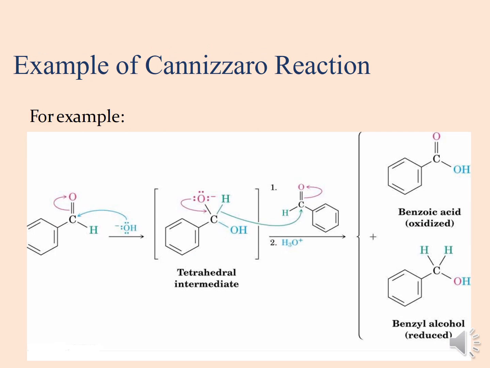Now examples of the Cannizzaro reaction. Here benzaldehyde in the presence of a base will first form a tetrahedral intermediate. Now the tetrahedral intermediate in the presence of another molecule of aldehyde gives benzoic acid, which is the oxidized product, and benzyl alcohol, which is the reduced product.